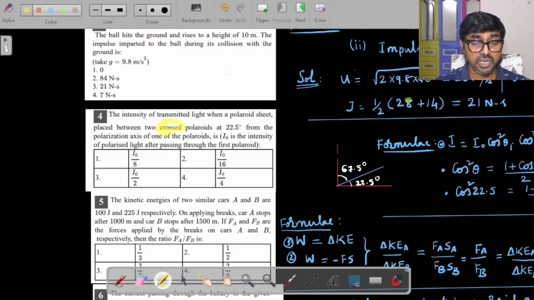Okay, so there are three Polaroids here. The first Polaroid will send I0 intensity as an output, that is I0. So keep the first Polaroid aside. Then you have the last Polaroid, which is at 90 degrees to the first one.